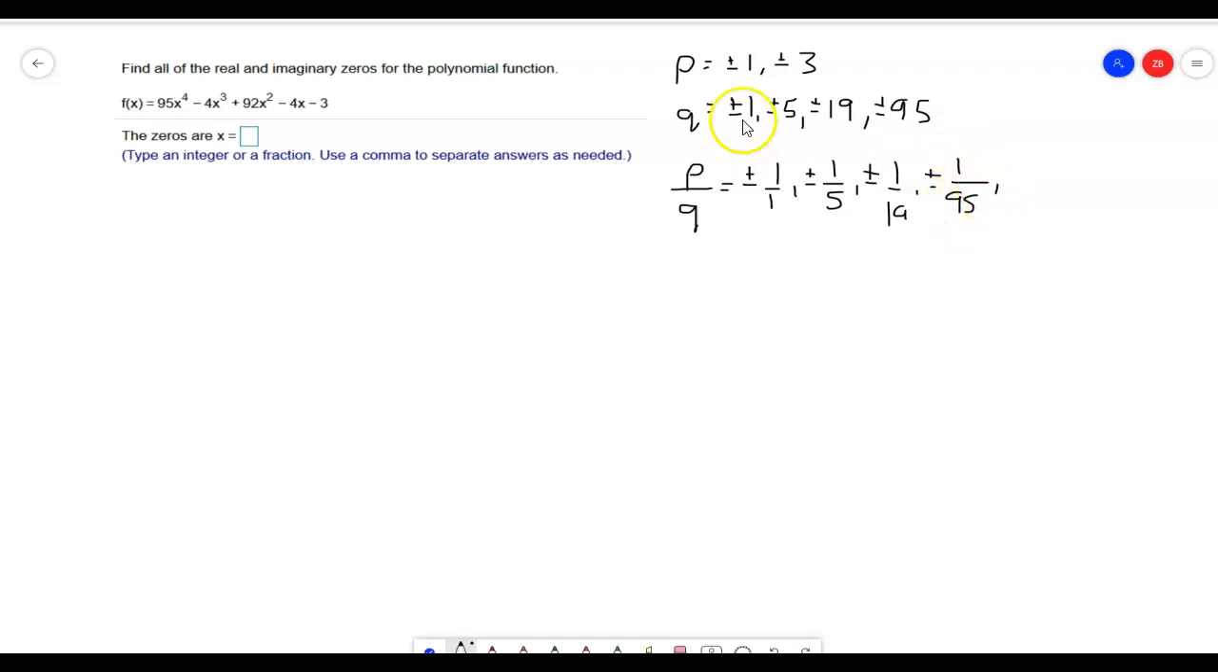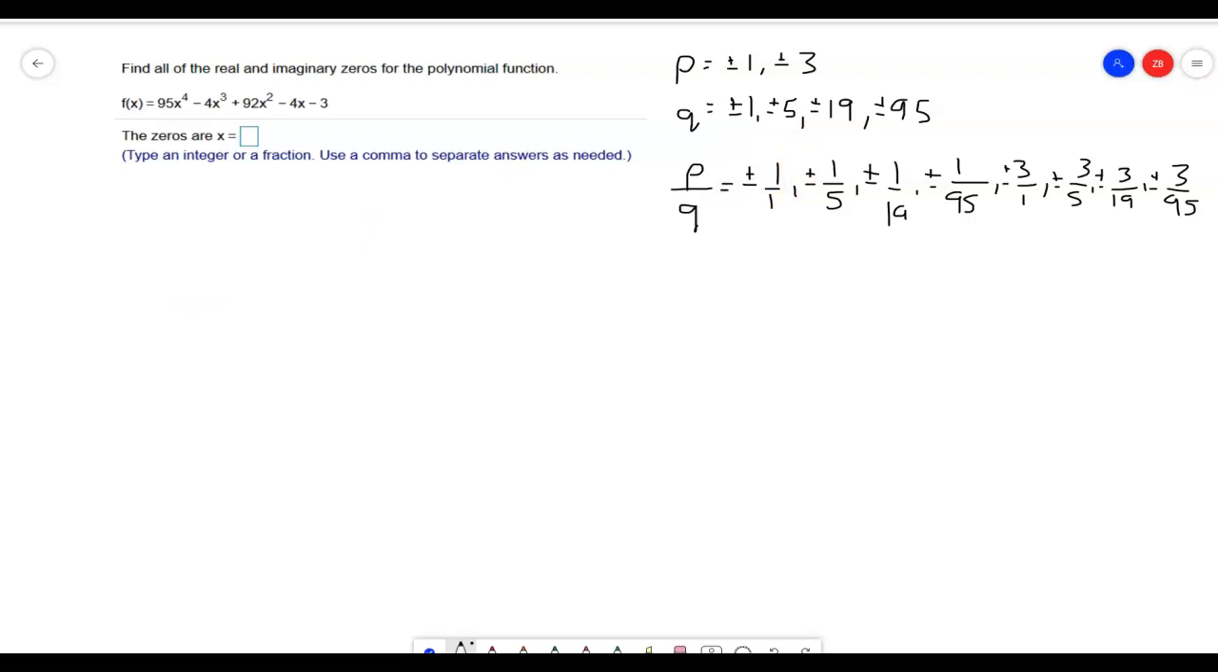Now what I did here is I just took this value and put it over each one of those. And now I'm going to do the same thing with this value here. So plus or minus 3 over 1, plus or minus 3 over 5, plus or minus 3 over 19, and finally plus or minus 3 over 95. Okay, so that is quite a lot of values there.